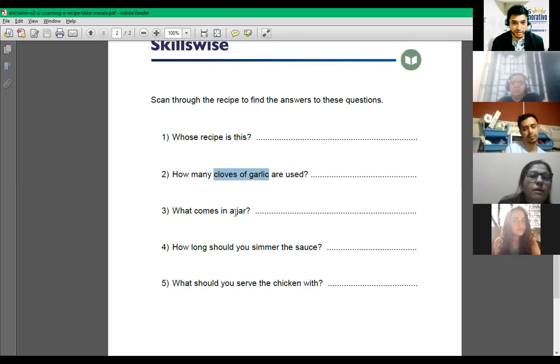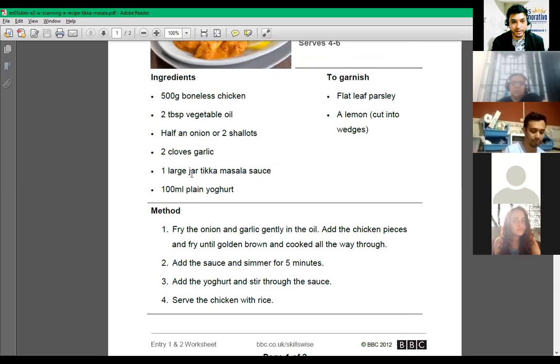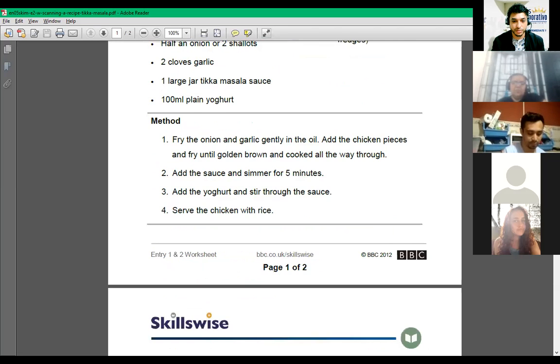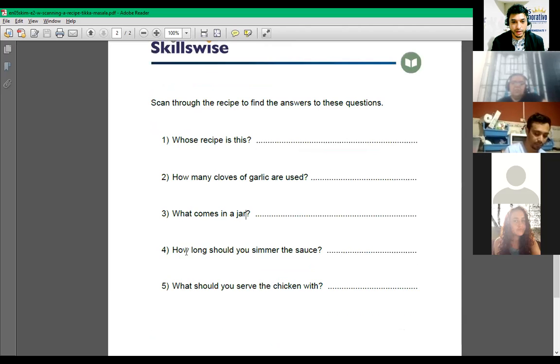As well, this is the keyword for this question, the jar. What comes in a jar? In a jar. ¿Qué encontramos en una jarra? A large jar, tikka masala sauce. Tikka masala sauce comes in a jar. Then, how long should you simmer the sauce? Look at the word simmer. That is our keyword. Nuestra palabra clave. Simmer is the keyword to find that answer.